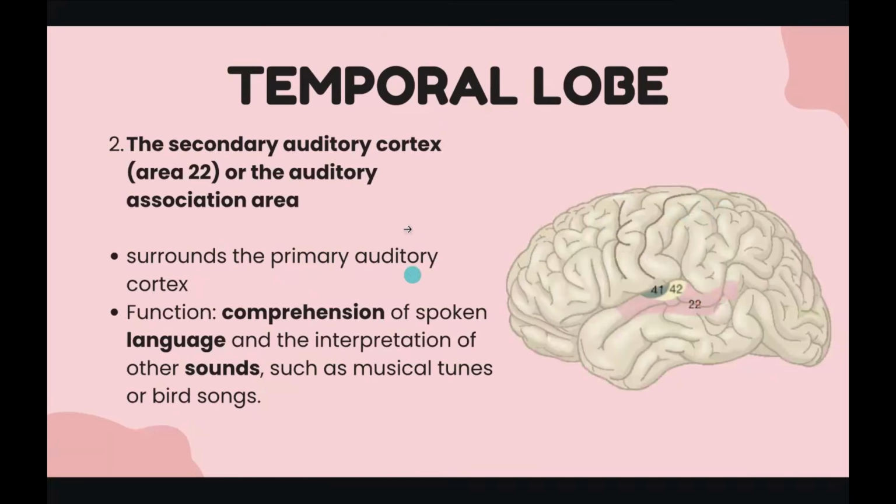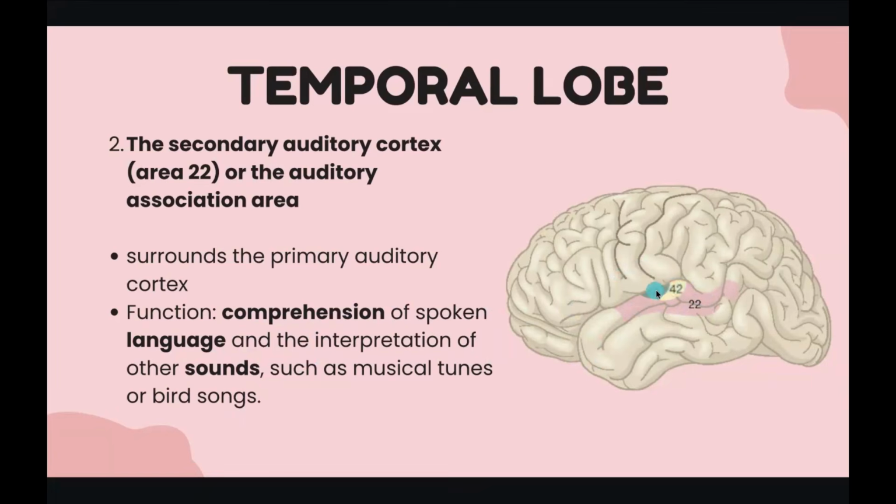All right. The second area is the secondary auditory cortex, area 22, or the auditory association area. It surrounds the primary auditory cortex, so it's around it, as you can see here. So we said 41, 42 is the primary auditory, and 22 is the secondary auditory. So makes sense, name-wise and location-wise, subhanallah. And function, it's the comprehension of the spoken language.